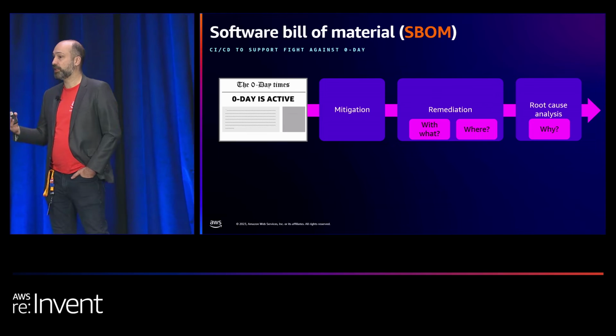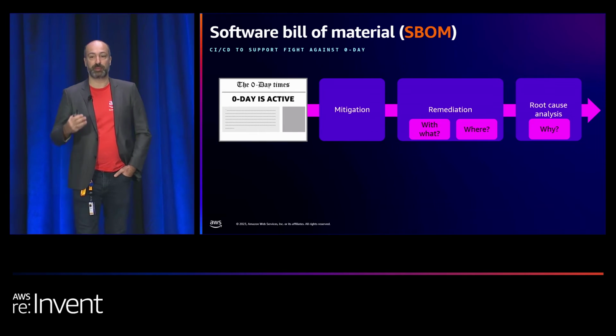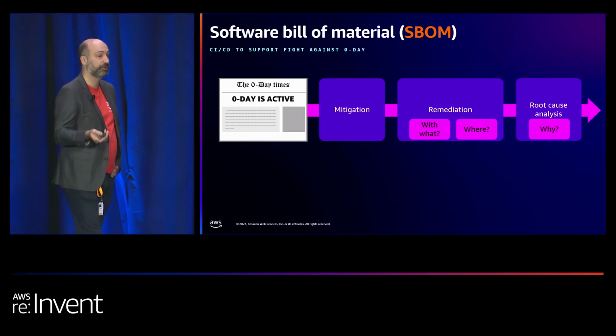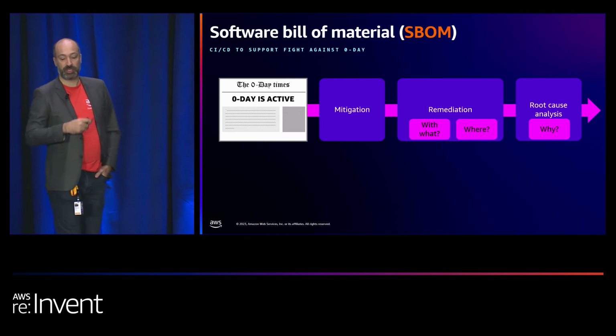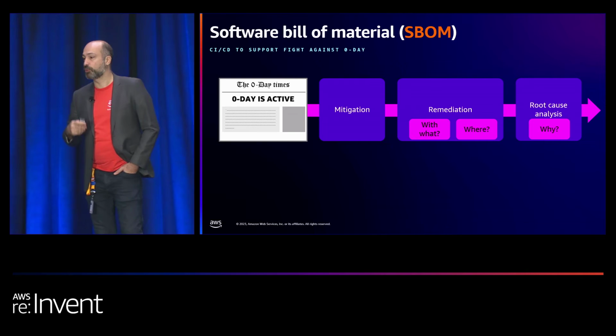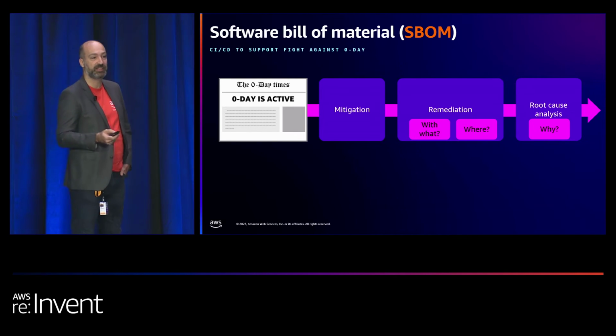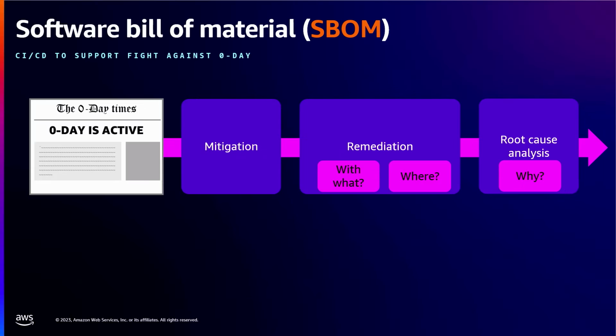Software bills of material are very important artifacts that you can produce. One big example is the Log4j vulnerability. When the Log4j vulnerability became active, you wanted to mitigate it quickly. At some point you will want to remediate it, but at the end you will want to do a root cause analysis of why you were exposed to that.